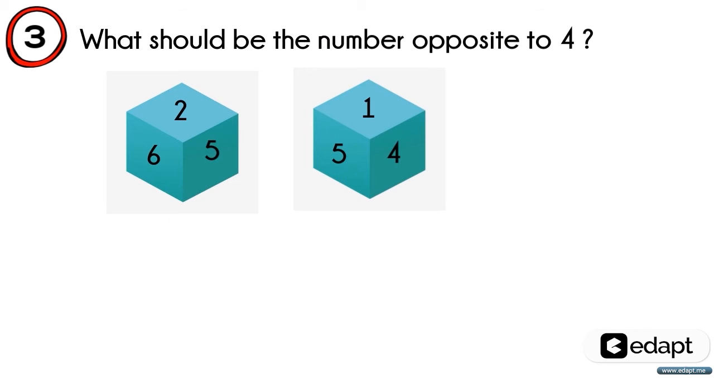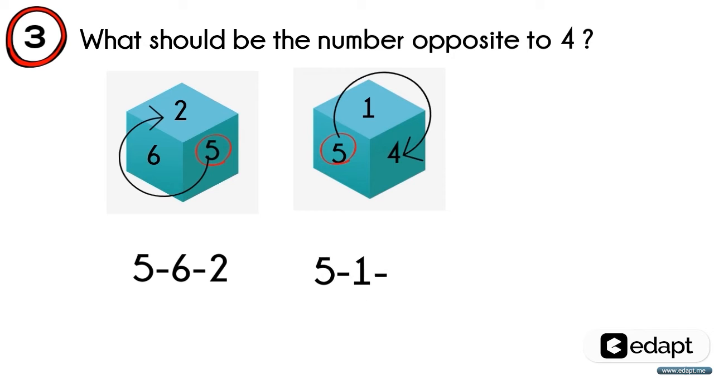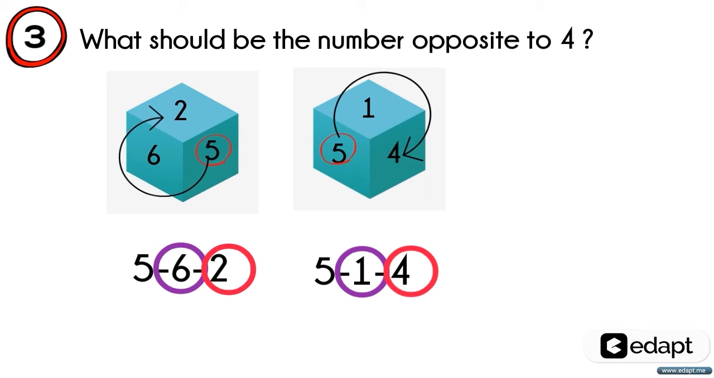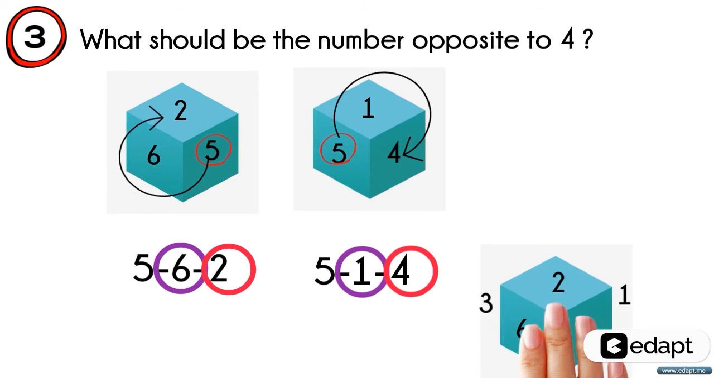What should be the number opposite to 4? Here, two different positions of a dice are given. We have to find the number which is opposite to the face of 4. As face 5 is common in both positions, taking the clockwise direction starting from 5, we get the opposite of 6 is 1. And the opposite of 2 is 4. Hence, the cube is like this.